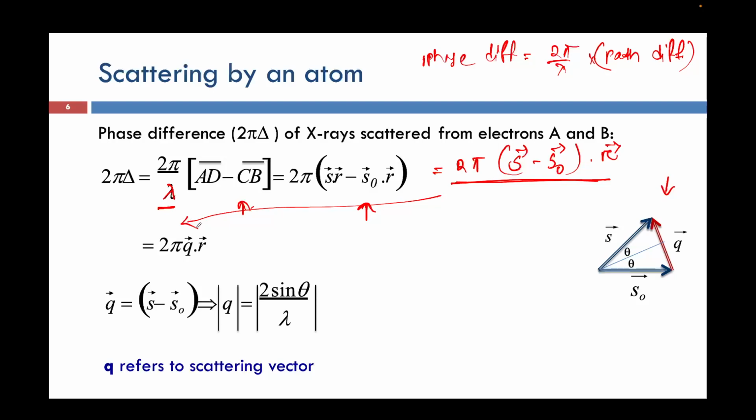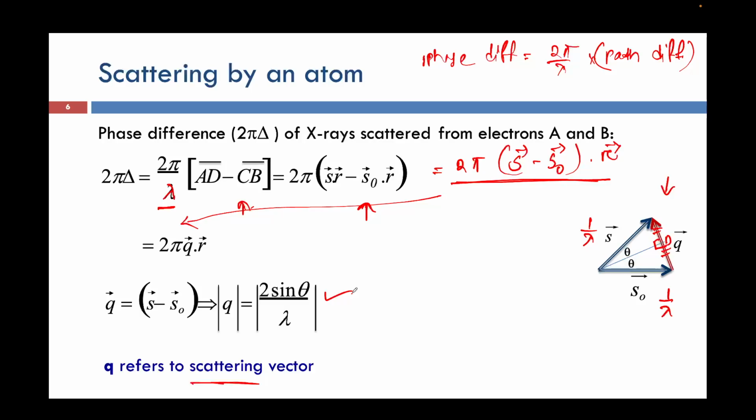Q is my scattering vector. What is the amplitude of the scattering vector? Since this magnitude is 1 by lambda and that magnitude is also 1 by lambda, these two will be equal, right? So if I draw a perpendicular to a point, let's say D, we will get the value as 2 sin theta by lambda, and this is how we have defined our scattering vector.